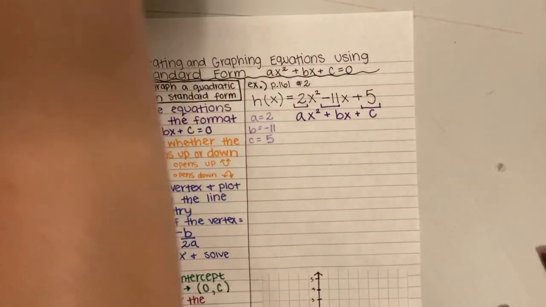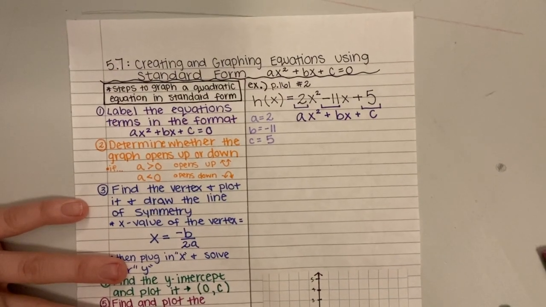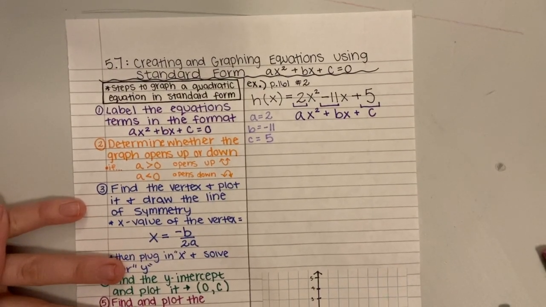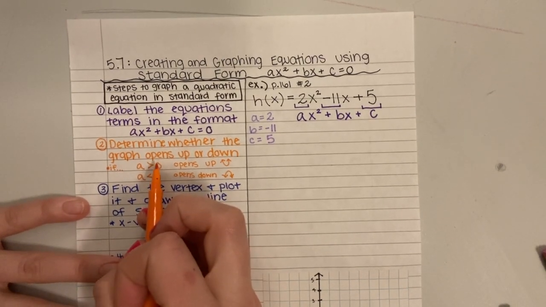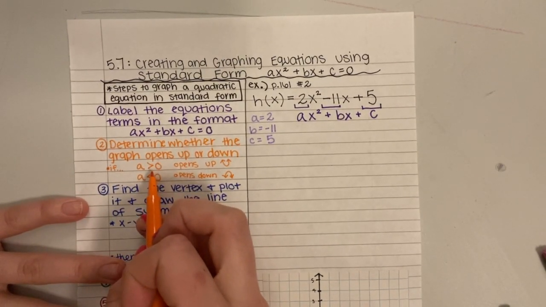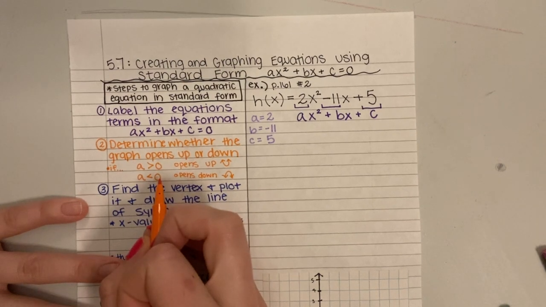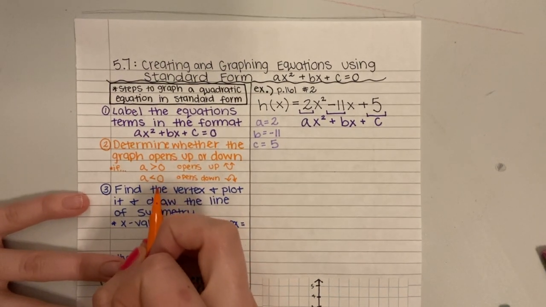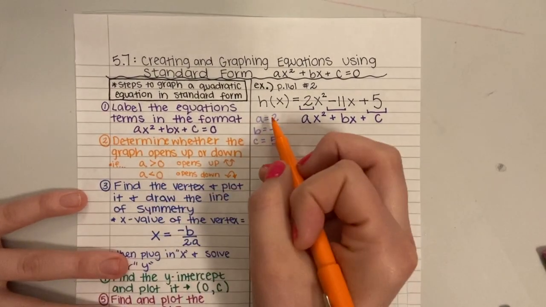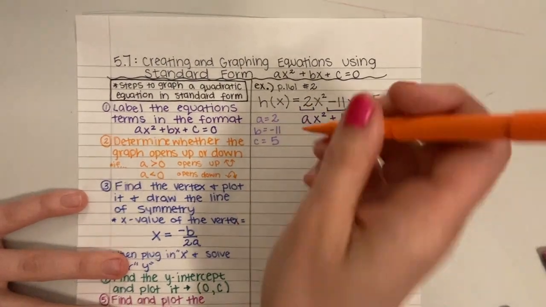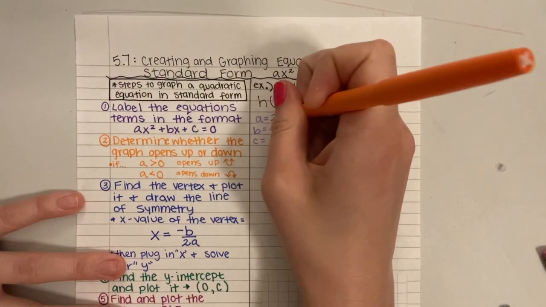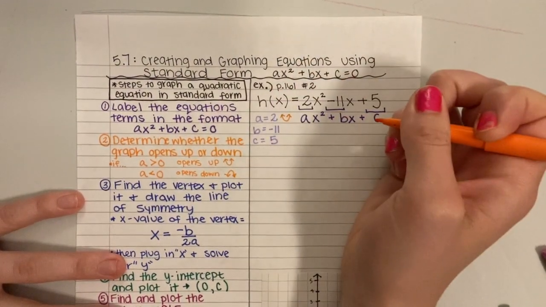My next step is to determine whether the graph opens up or down. If your a is positive, so if your a is greater than 0, then you know that your parabola is going to open up. If it's less than 0, so if it's a negative number, you know it opens down. My a value is positive 2, so I know my graph is going to open up.